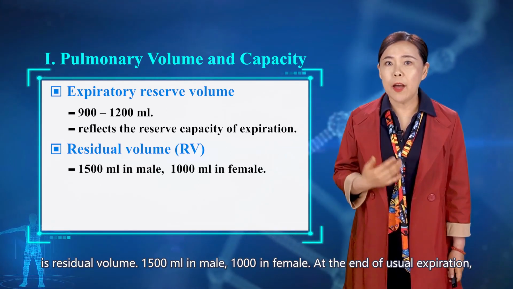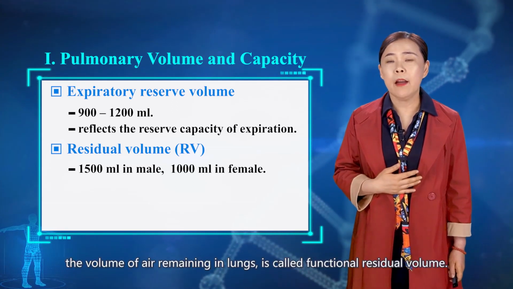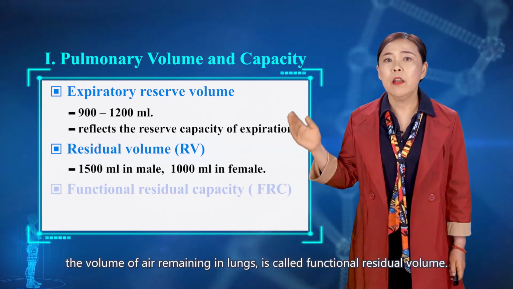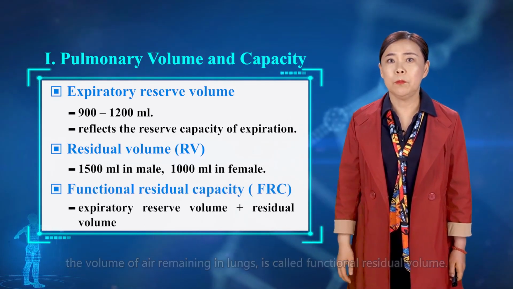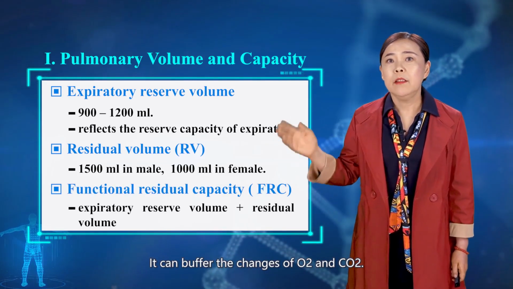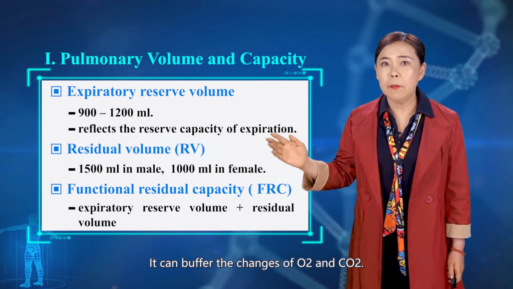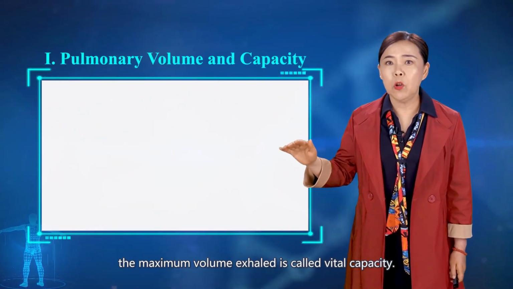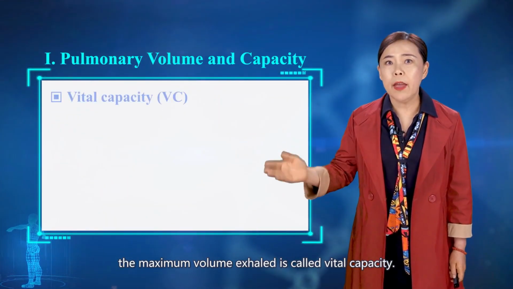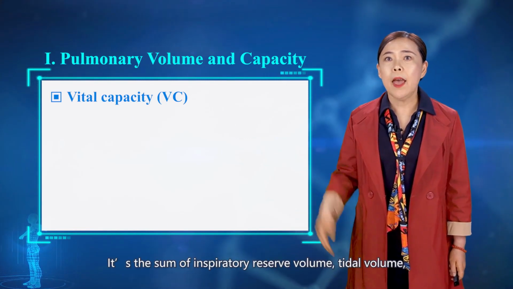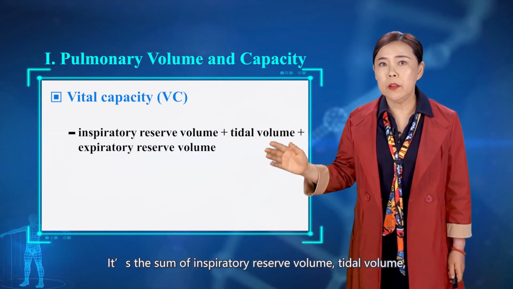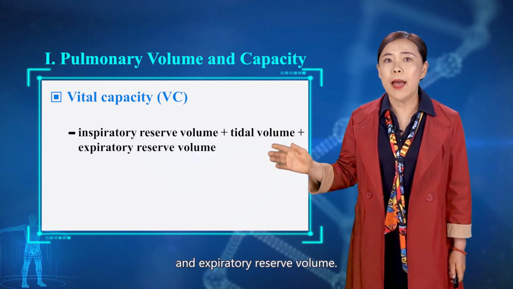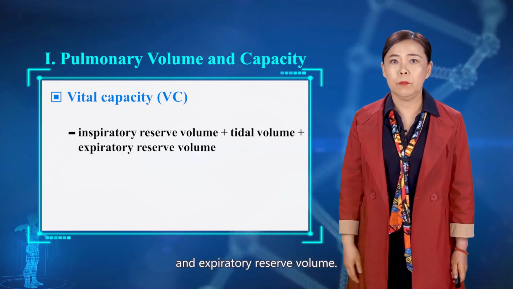At the end of usual expiration, the volume of air remaining in lungs is called functional residual volume. It can buffer the change of oxygen and carbon dioxide. After forceful inspiration, exhale as much as possible. The maximum volume exhaled is called vital capacity. It's the sum of inspiratory reserve volume, tidal volume, and expiratory reserve volume.